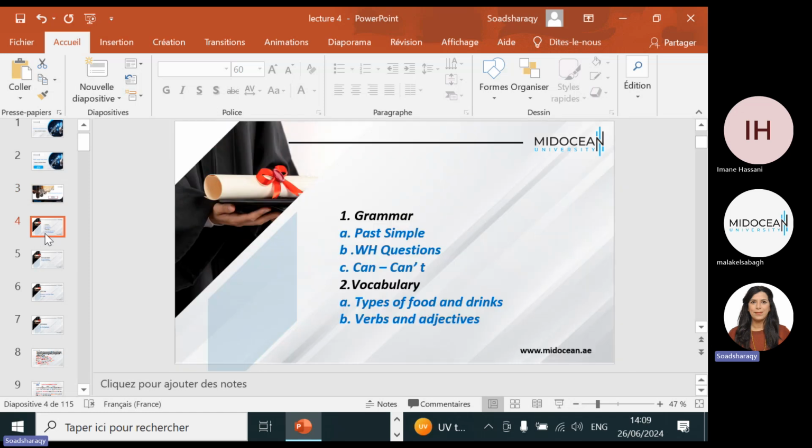So in this lecture, as you see, in part 1, grammar, we're going to learn about the simple past tense, WH questions, can and can't. In section 2, vocabulary, we're going to learn about types of food and drinks, verbs and adjectives.